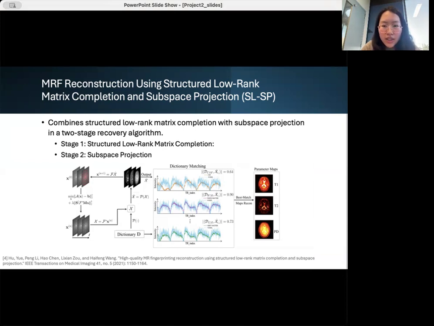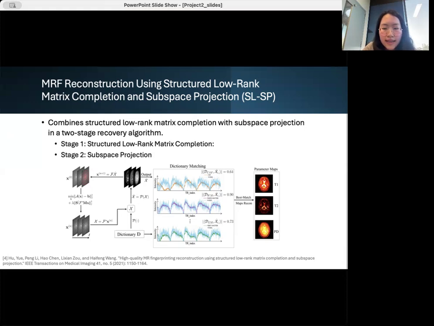The first stage is structured low-rank matrix completion. This stage first models the space-time MRF matrix as a 3D piecewise constant function. Then it maps first-order partial derivatives of measurements into a structured low-rank Toeplitz matrix. And then it applies a half-circulant approximation for efficient optimization.